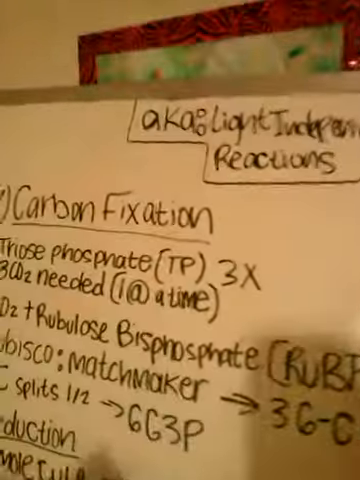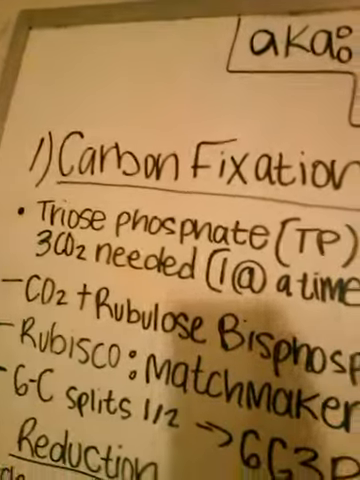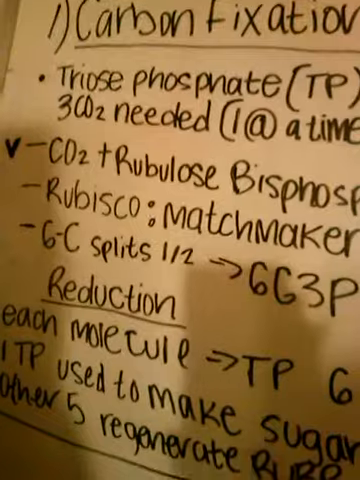Alright, so now we are in the Calvin cycle, also known as the light independent reactions. Carbon fixation, triose phosphate. I think we're going to go to the reduction.